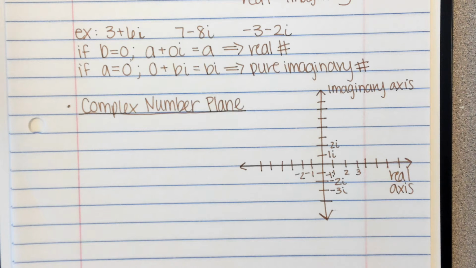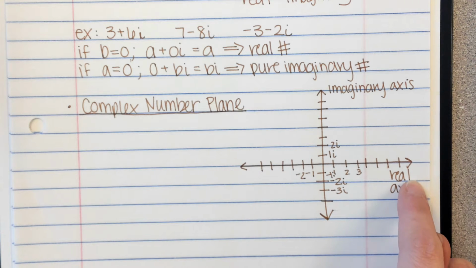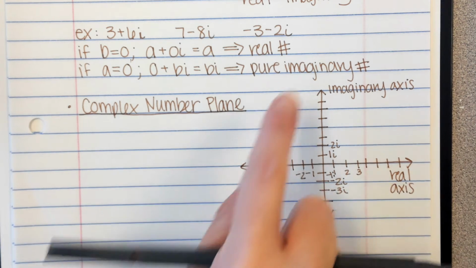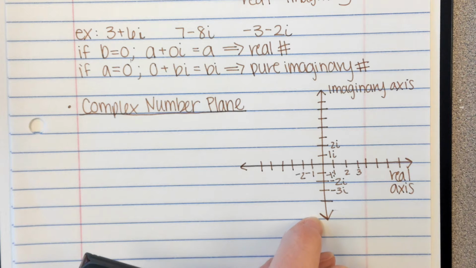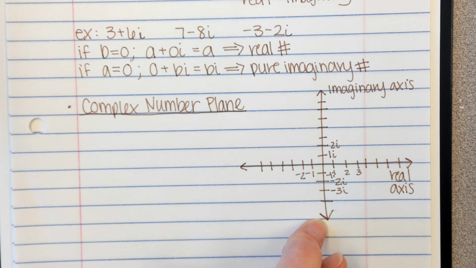Next we need to look at the complex number plane. It's like a coordinate plane, except it's for complex numbers. What we're normally used to as the x-axis is our real axis. So that's where you have your real portions of the complex numbers. Our y-axis is now the imaginary axis. So that's where we plot the imaginary part of the number.